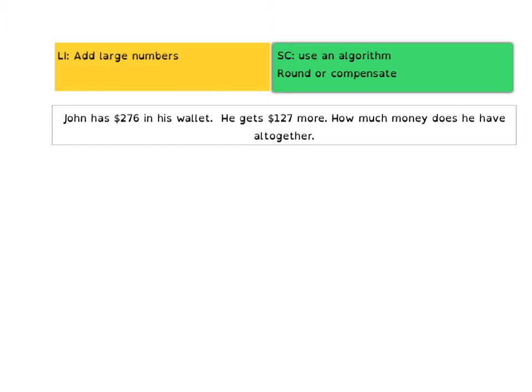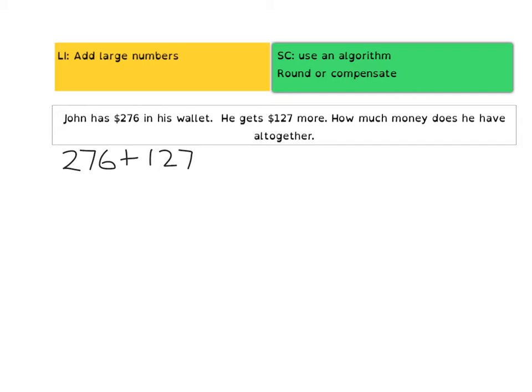So John has $276 in his wallet. He gets $127 more dollars. How much money does he have altogether? So using an algorithm, our equation looks like 276 plus 127.